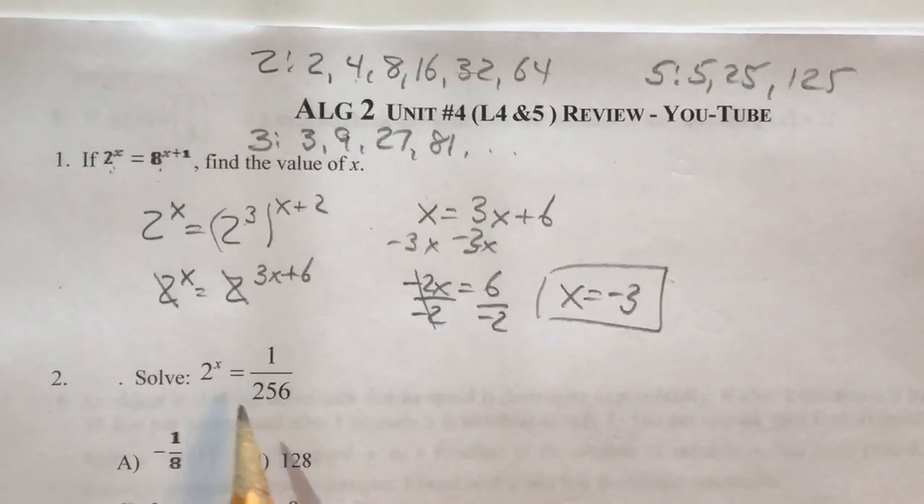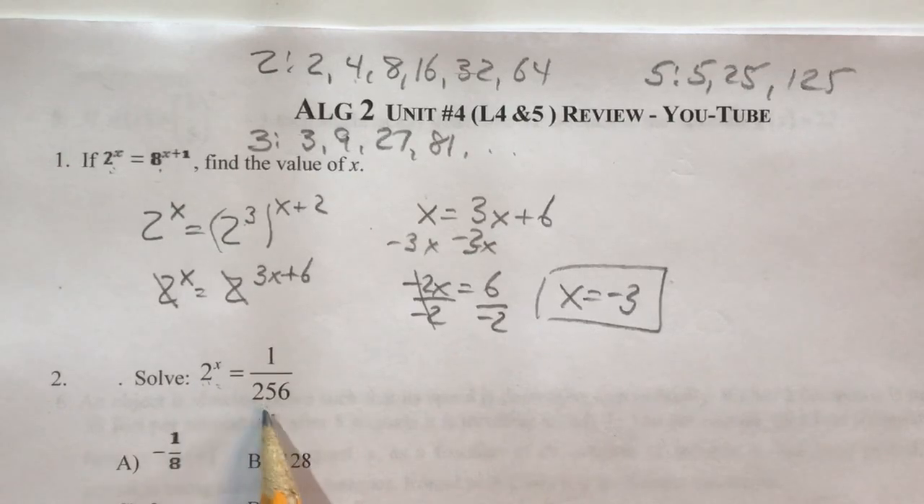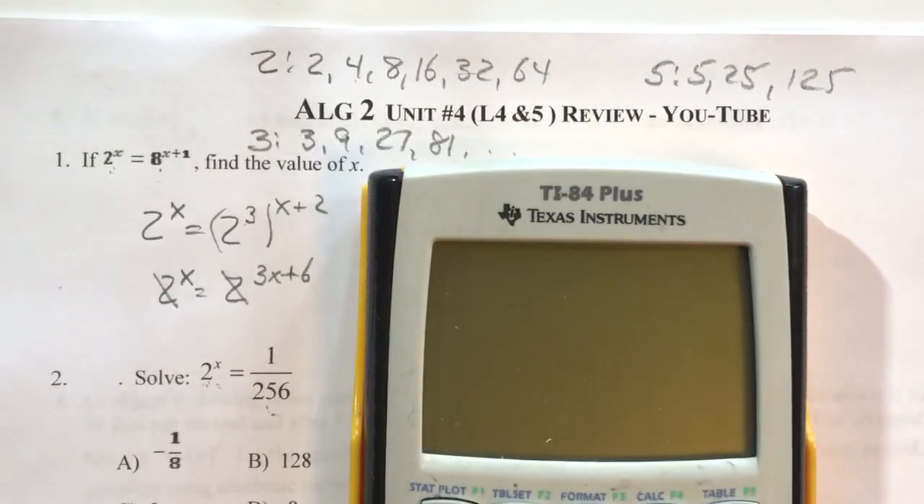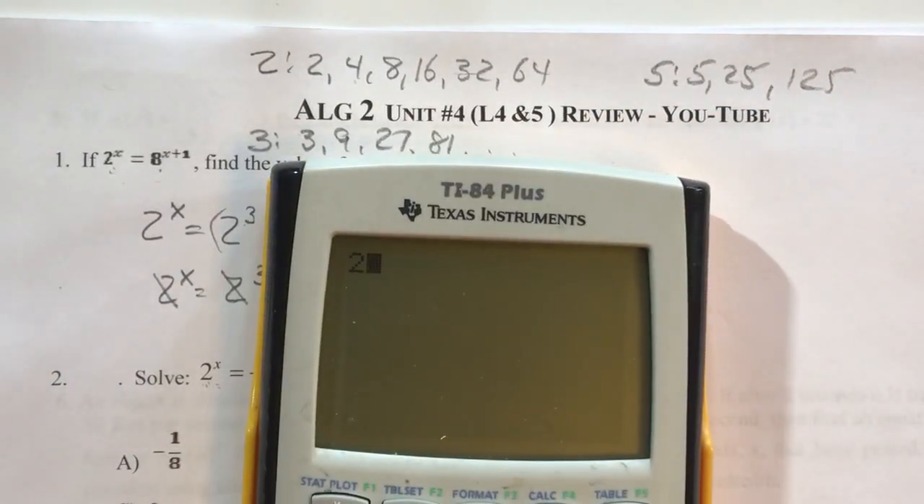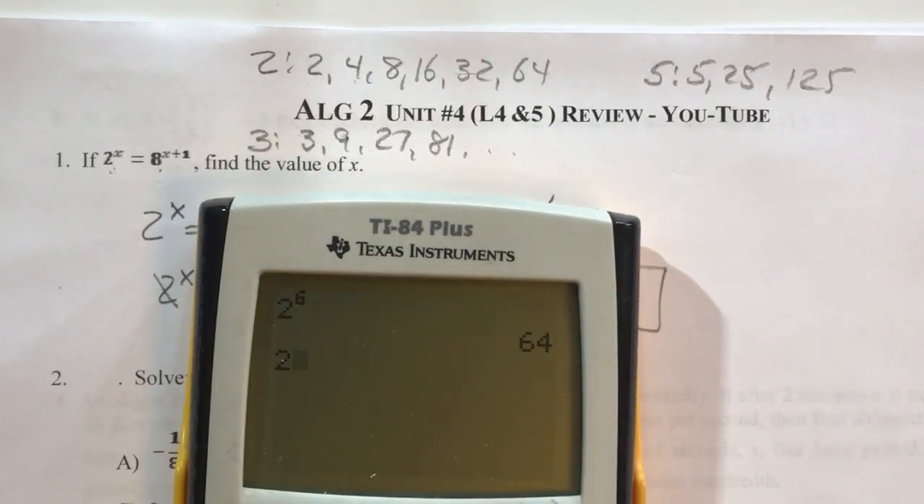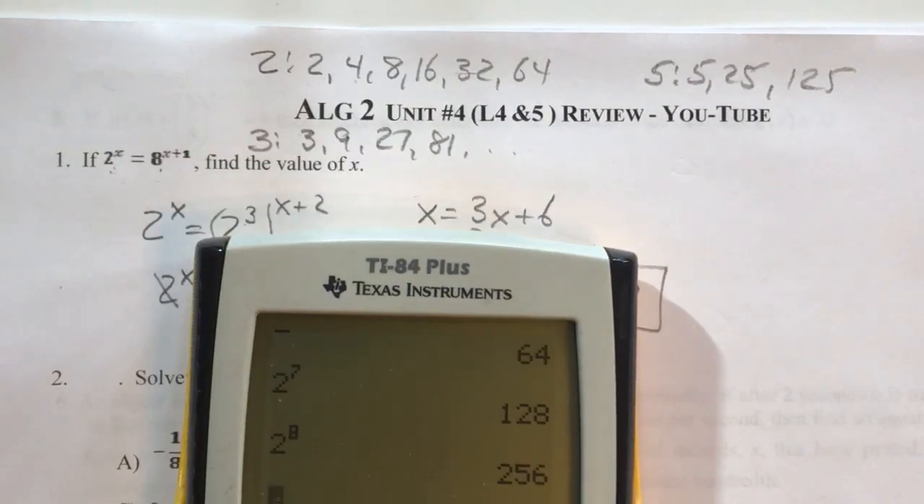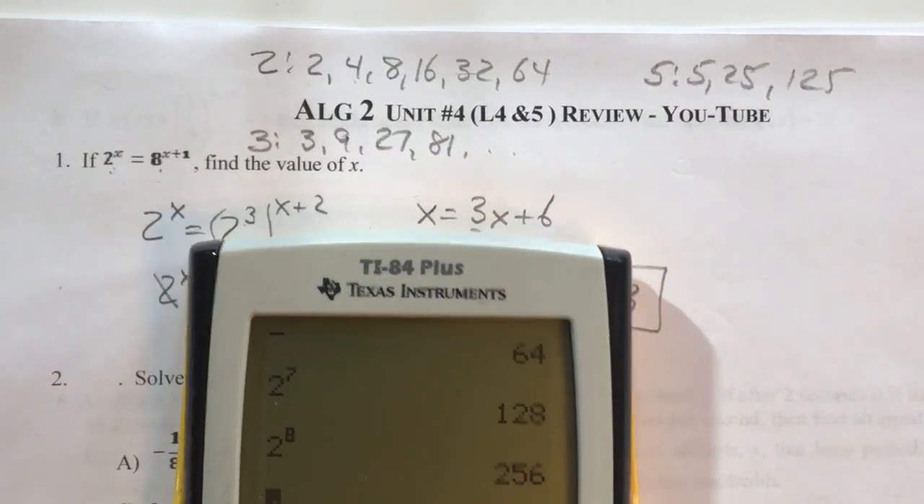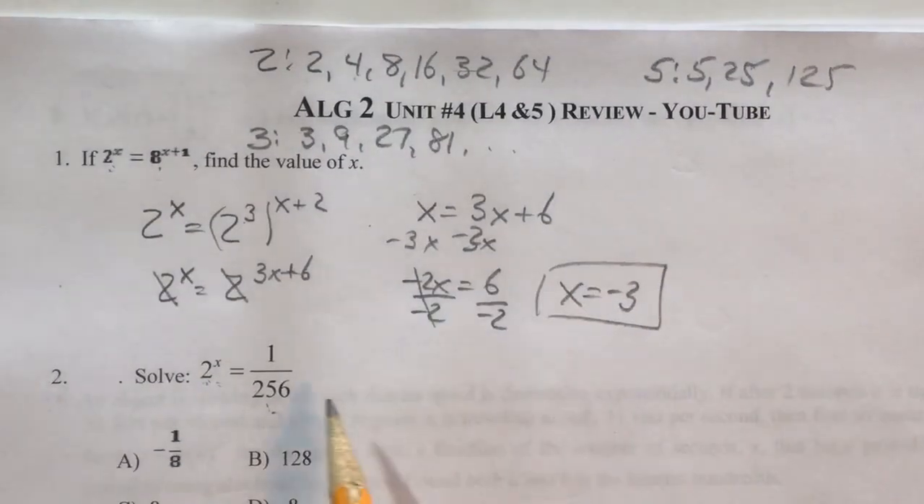The next one's multiple choice. Looking at these, that's obviously a power of 2, and that is a power of 2 too. It's pretty high up there, so let's see if I can find out what it is. Is it 2 to the 6th power? No. Let's try 7. No. 2 raised to the 8th power, maybe. I think that's it. 2 to the 8th power is 256.